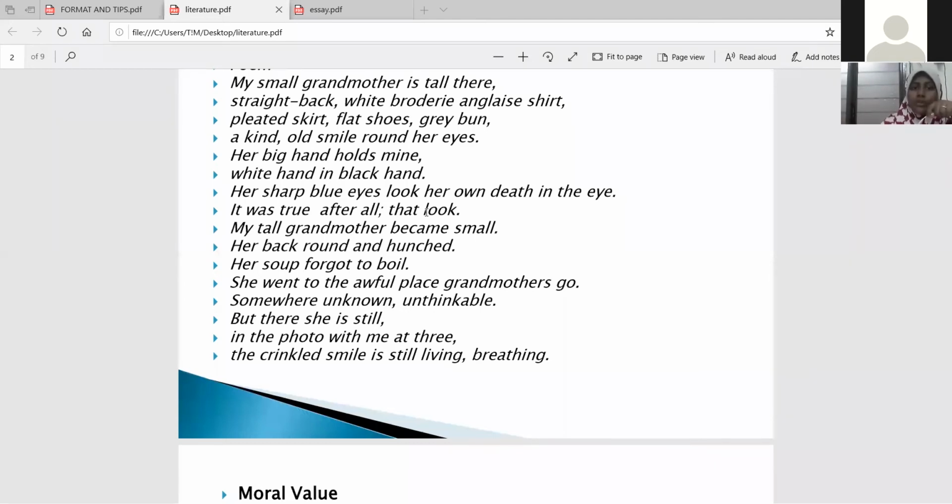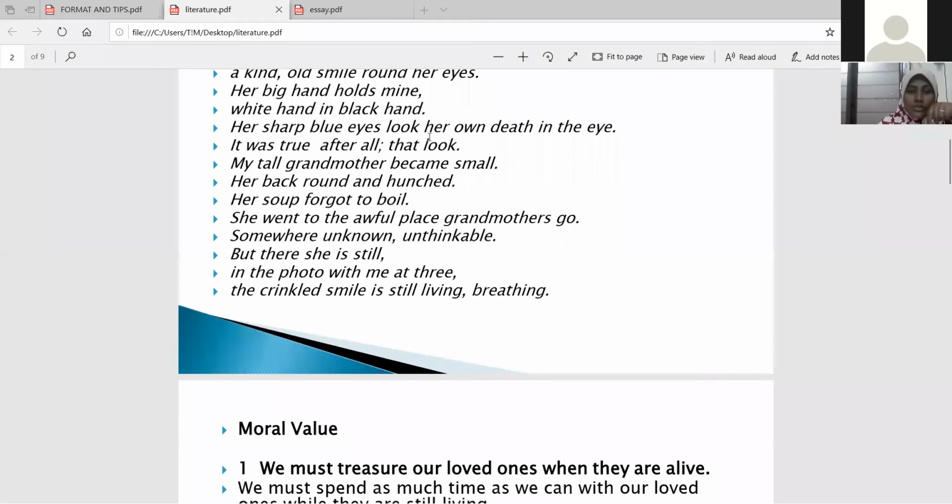So when they ask you the question, what does that mean, white hand in black hand, you can conclude that. Her sharp blue eyes look her own death in the eye, meaning that she's not afraid of dying. She knows that death is a part of life, that it's going to happen soon. Everyone needs to go someday. From here, you can also know that she's a very brave person.